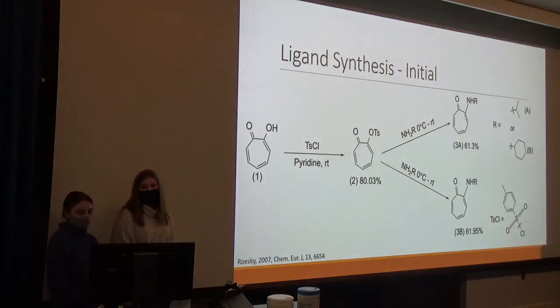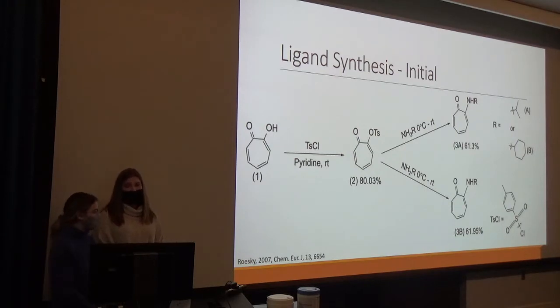So we both started with the same compound, tropolone, and added a tosyl group by mixing tropolone, tosyl chloride, and pyridine, and then stirred them for approximately 24 hours. We then filtered and rinsed the solids with ice-cold water and recrystallized with hot ethanol. We allowed our products to cool and then vacuum filtered out the solids.